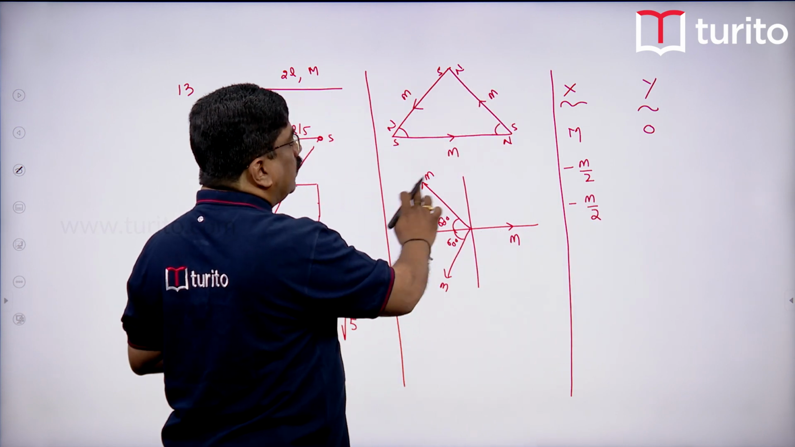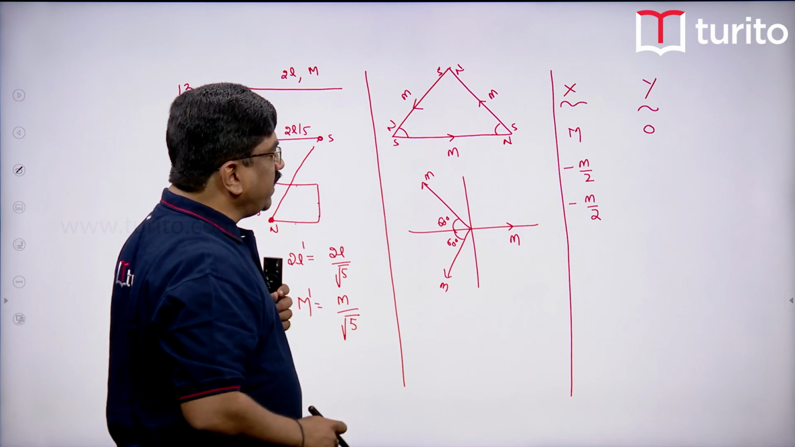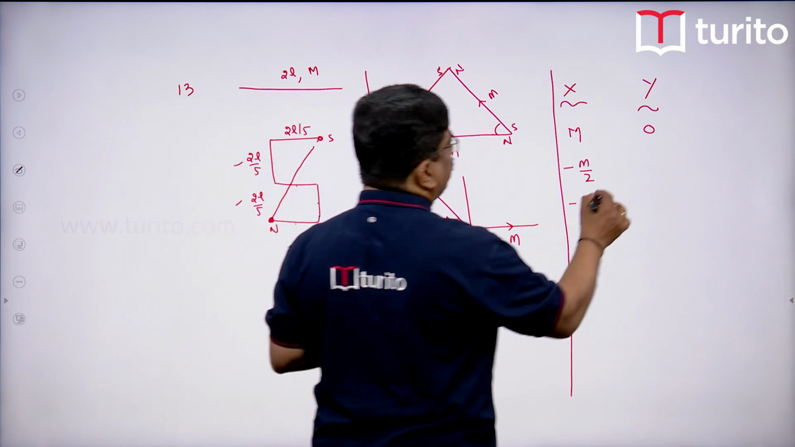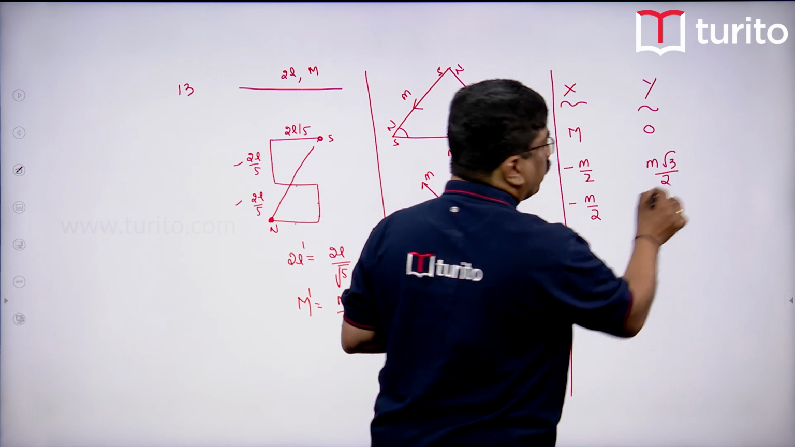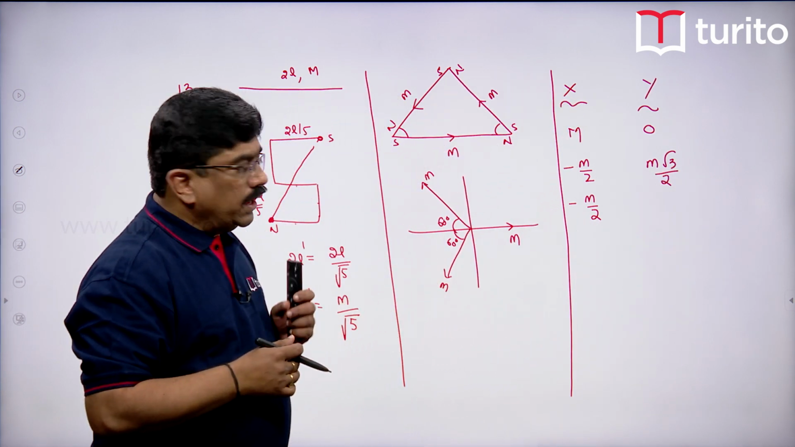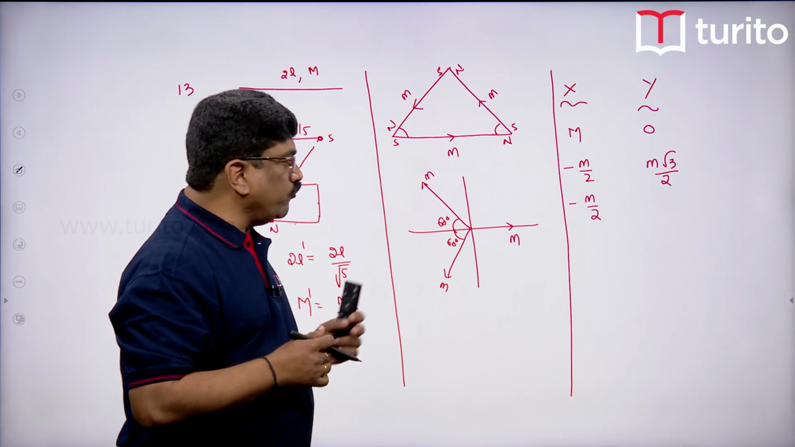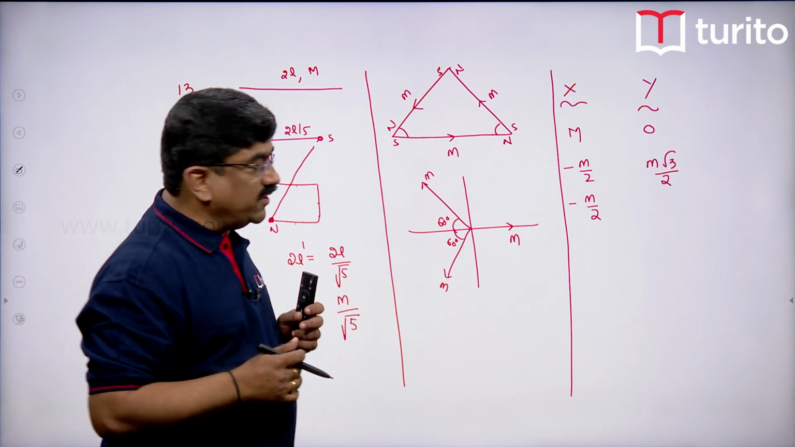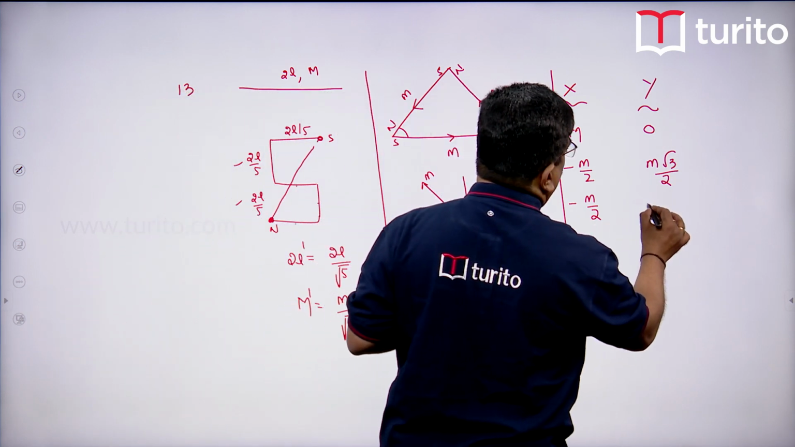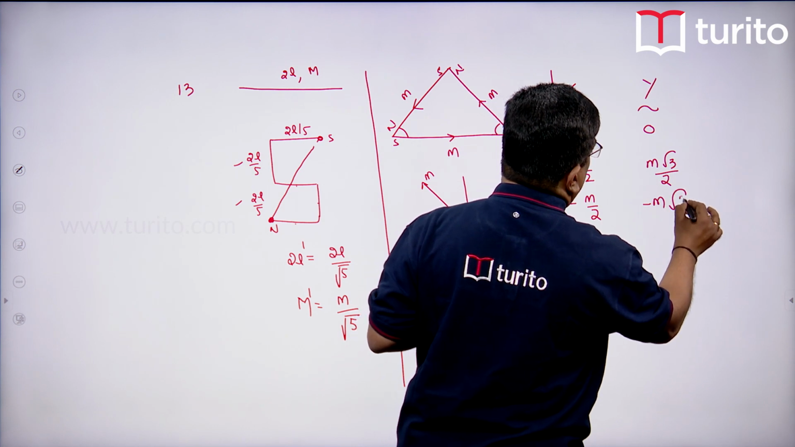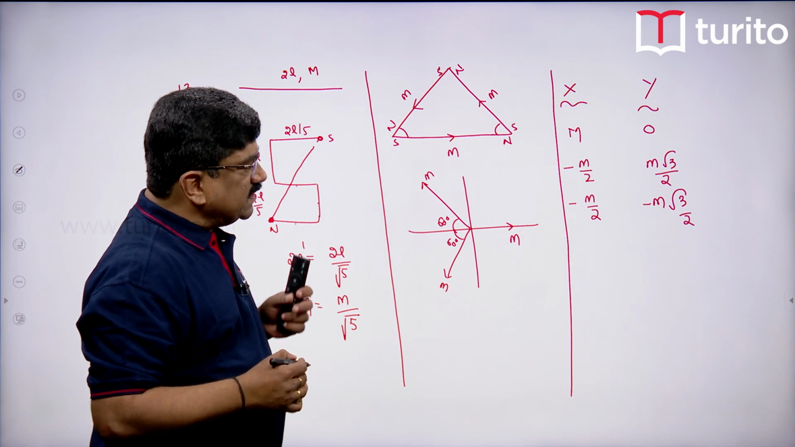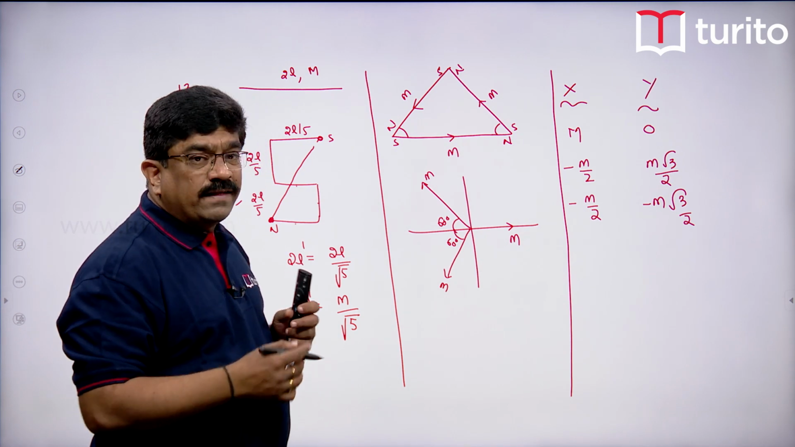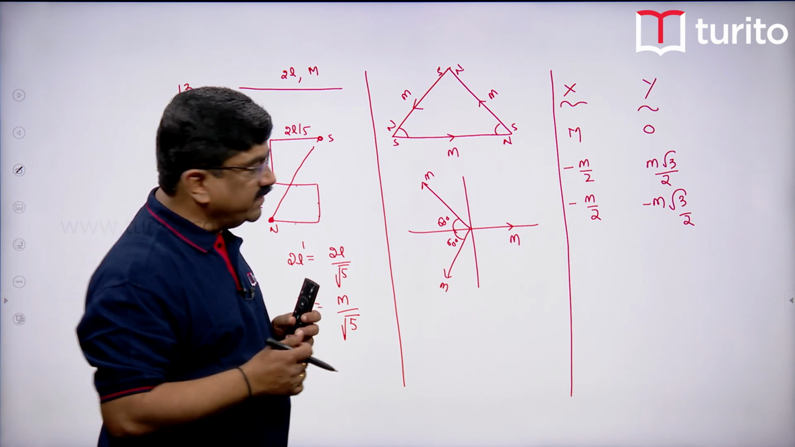And for this one, the y component is plus m sin 60, which means m into root 3 by 2. And next, for this one, it is minus m sin 60, which means minus m into root 3 by 2. So, this is how we can resolve all the vectors into components.